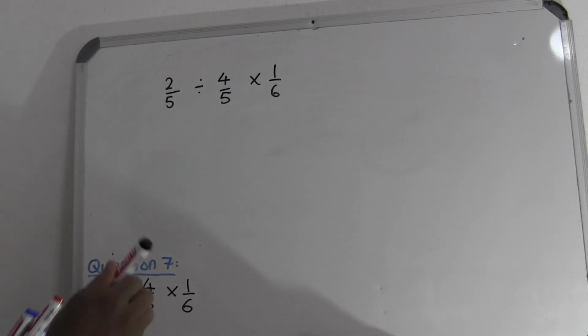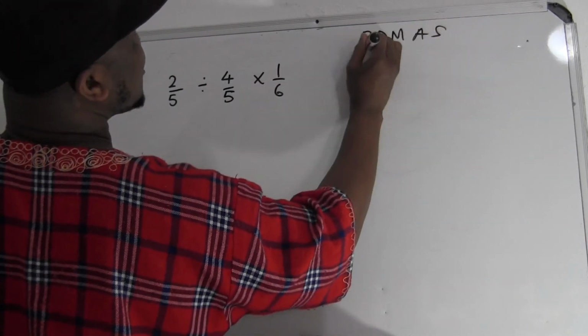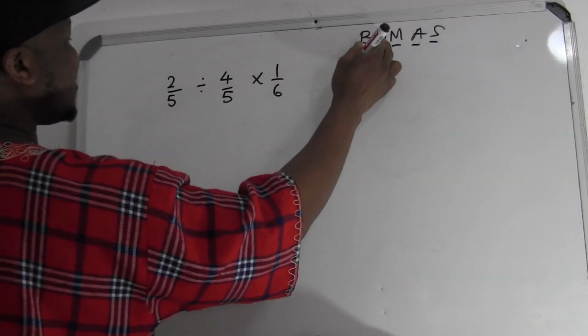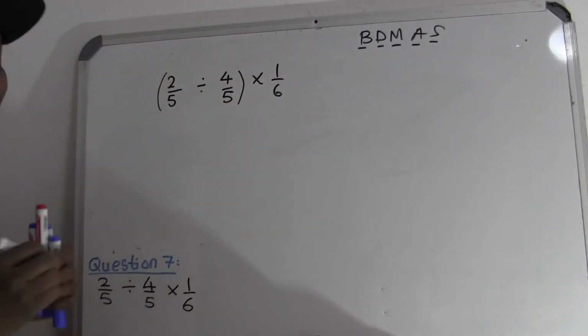First and foremost, we know from BODMAS: start with the bracket, division, multiplication, addition, subtraction. Do you have a bracket? No. Do you have a division? Oh yes. This is our division, so we have to start with it.